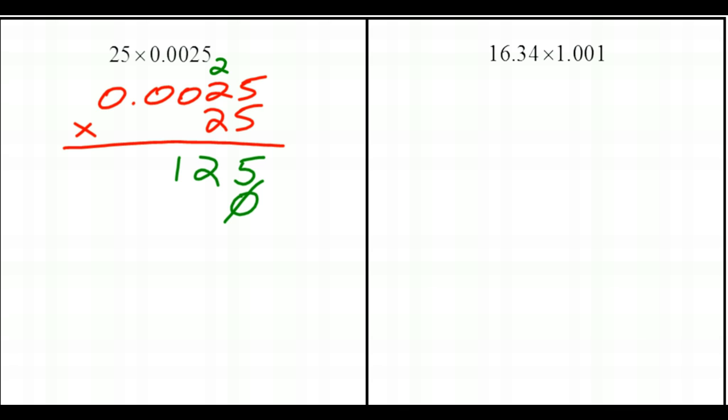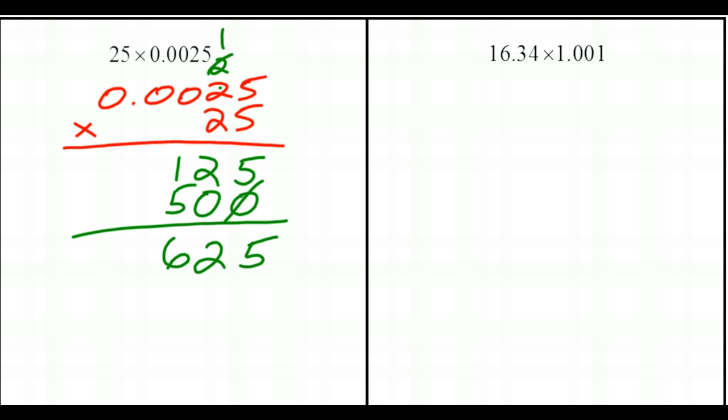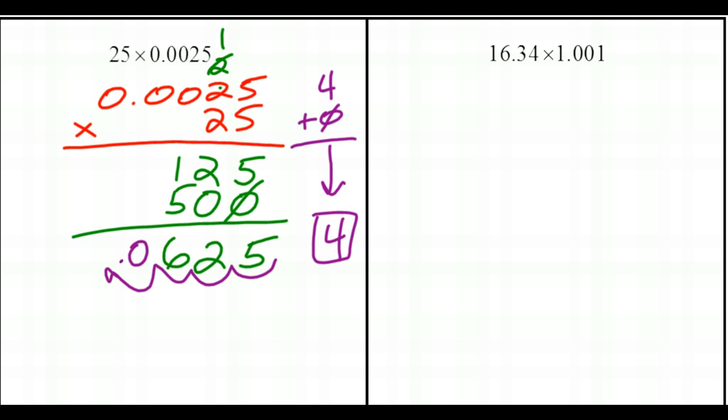Add a 0. 2 times 5 is 10. 2 times 2 is 4 plus 1 is 5. Add those together, we have 5, 2, 6. So 25 times 25, without any of the decimal places, is 625. And now we're looking at 4 decimal places plus 0 decimal places. It gives us a total of 4 decimal places. 1, 2, 3, 4. Again, add a 0, and we get 625 10,000ths.